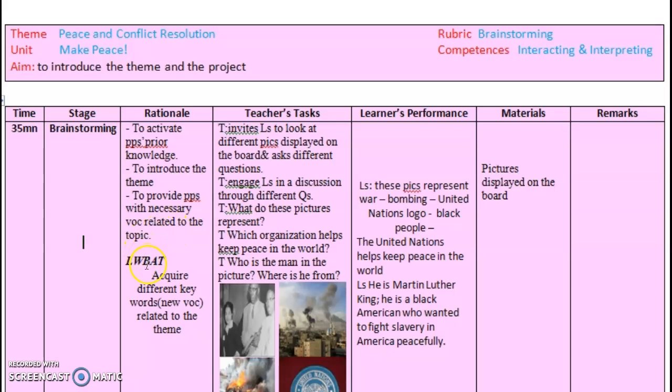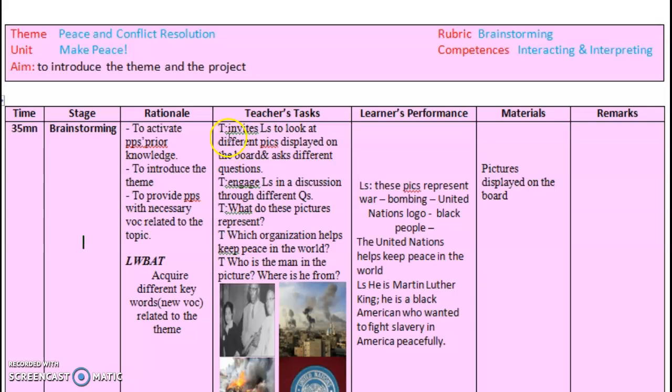So by the end of the lesson, my objective will be that learners will be able to, that's LWBAT, learners will be able to acquire different keywords or new vocabulary related to the theme. The next column is teacher's tasks. Here you write your tasks.